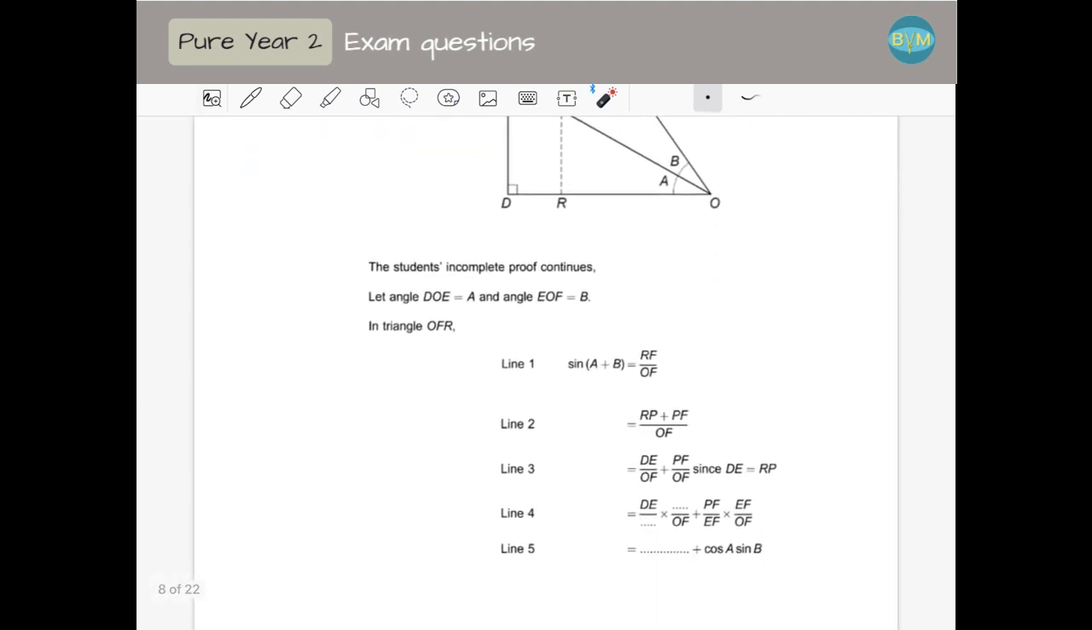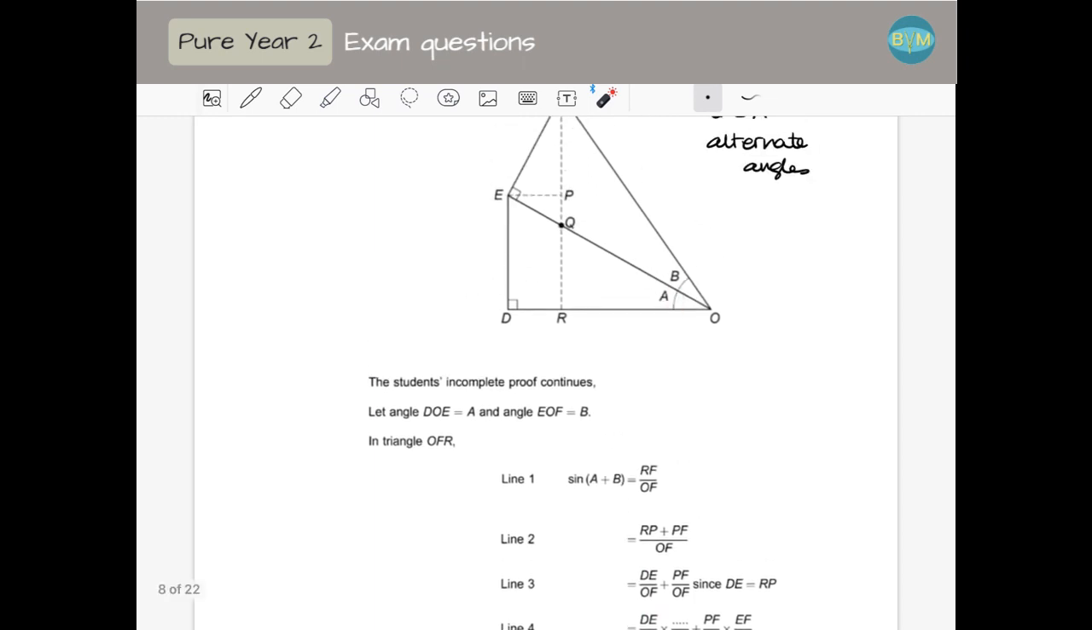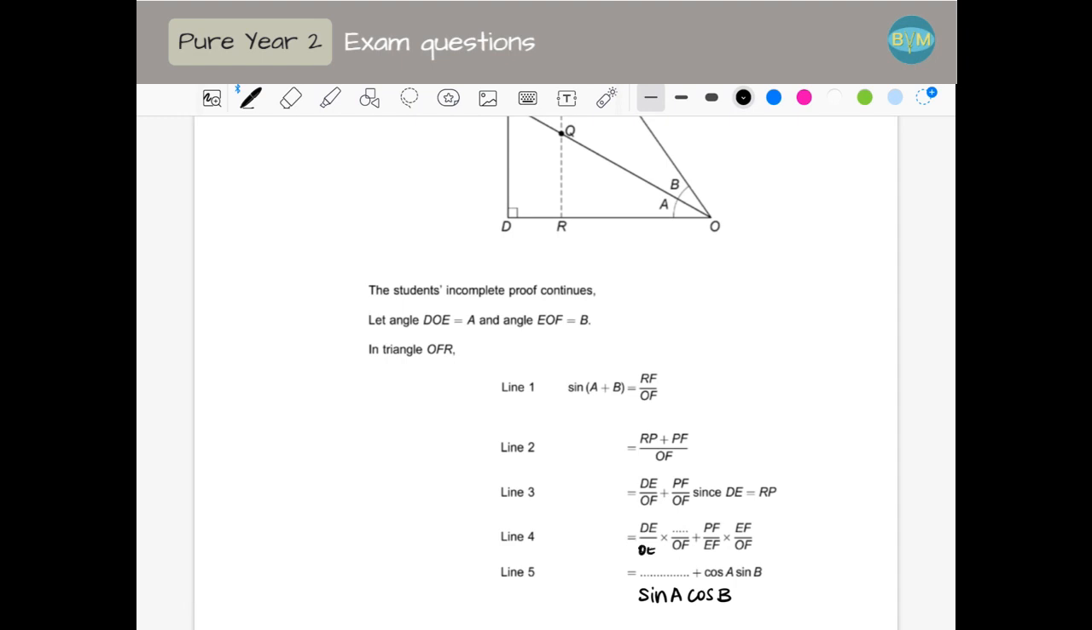So line 4 and line 5. We have to complete this value here. We know, and it's in the formula booklet, that this bit here is sine A cos B. And I think that's going to help us to work backwards. So this is sine A times cos B. So sine A is DE divided by something. Sine A is opposite, which is DE, divided by hypotenuse, which is EO. So this should be EO or OE.